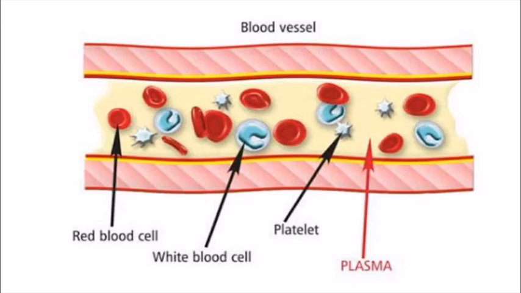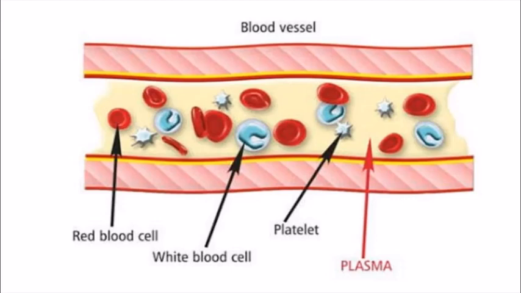In the RBC. Now RBCs, where are they produced? They are produced in your bone marrow. You have bone marrow in your body, and there the RBCs are produced. Next we have WBCs.